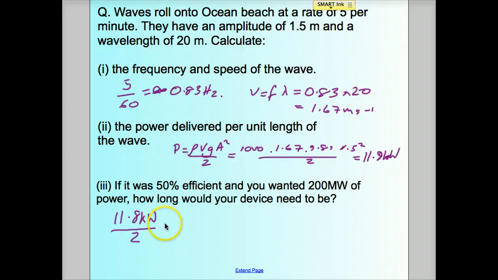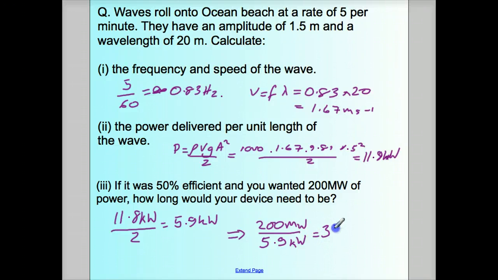So let's do that. This is 5.9 kilowatts. Now we're dividing that into 200 megawatts. So 200 megawatts divided by 5.9 kilowatts equals 33,900 meters, which is not far short of 34 kilometers. So quite a large structure to generate a sizable amount of power.